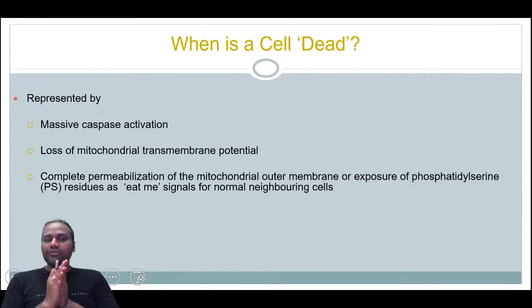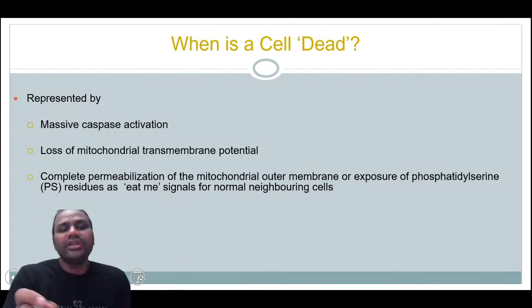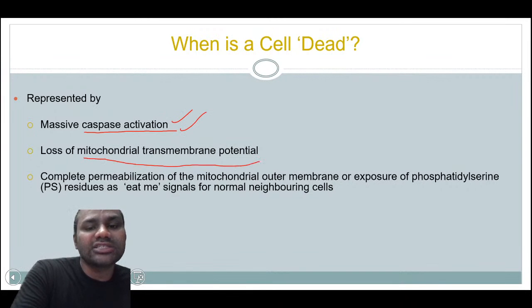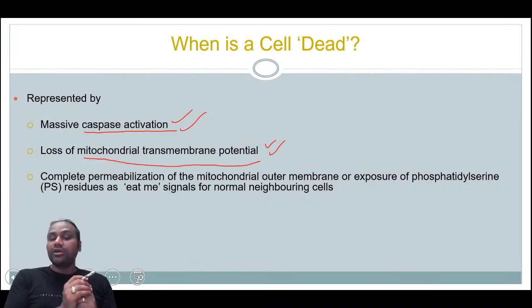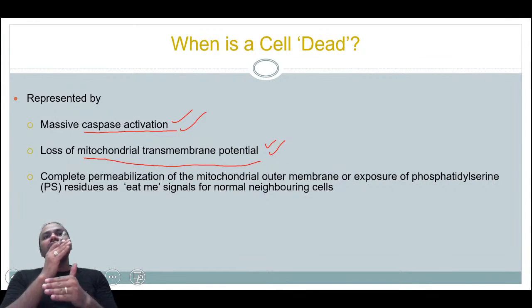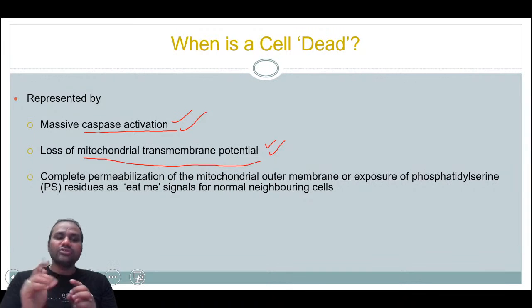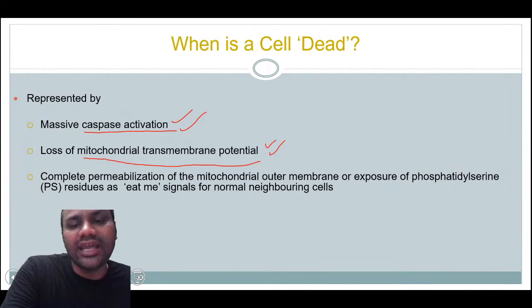So when do we say cell death? For cell death, we need to have massive caspase activation. We'll talk about this in apoptosis. There should be loss of mitochondrial transmembrane potential. Yesterday I also talked about how in irreversible injury, the mitochondrial MPTP decreases. The decrease in MPTP obviously will result in a decrease in mitochondrial transmembrane potential, and ATP formation will decrease.